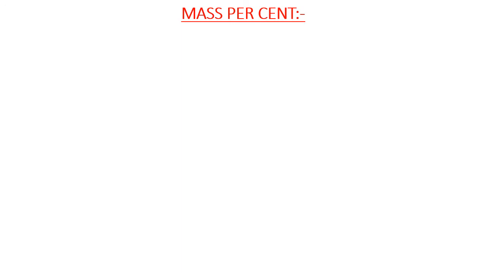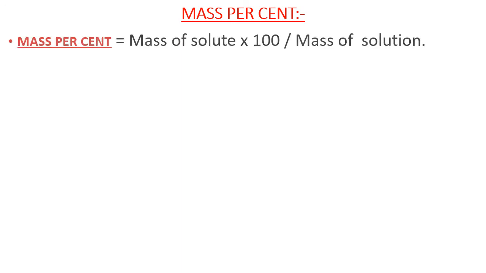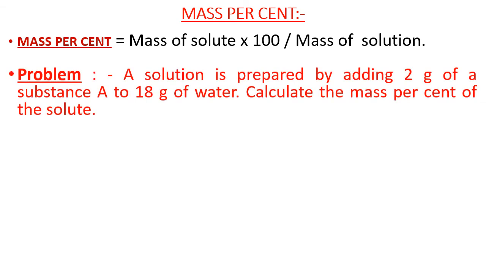Let us know what you mean by mass percent. Mass percent is equal to mass of the solute into 100 divided by mass of the solution. Let us take a problem on mass percent. A solution is prepared by adding 2 gram of a substance A to 18 gram of water. Calculate the mass percent of the solute.